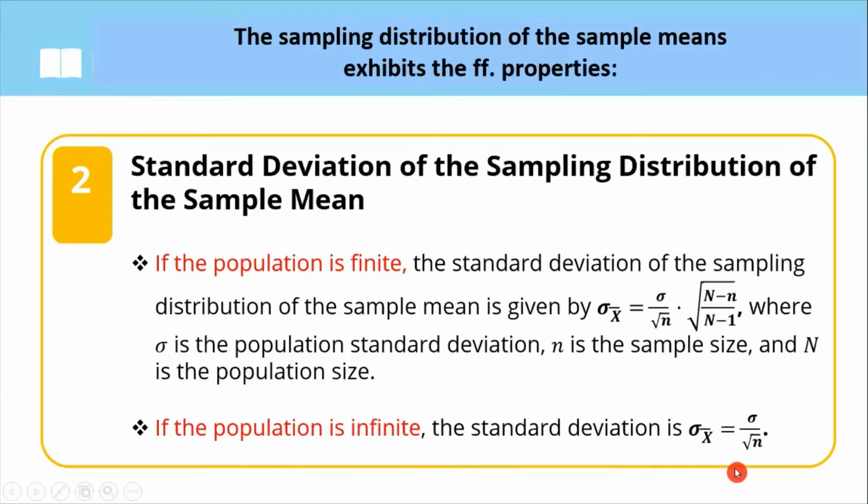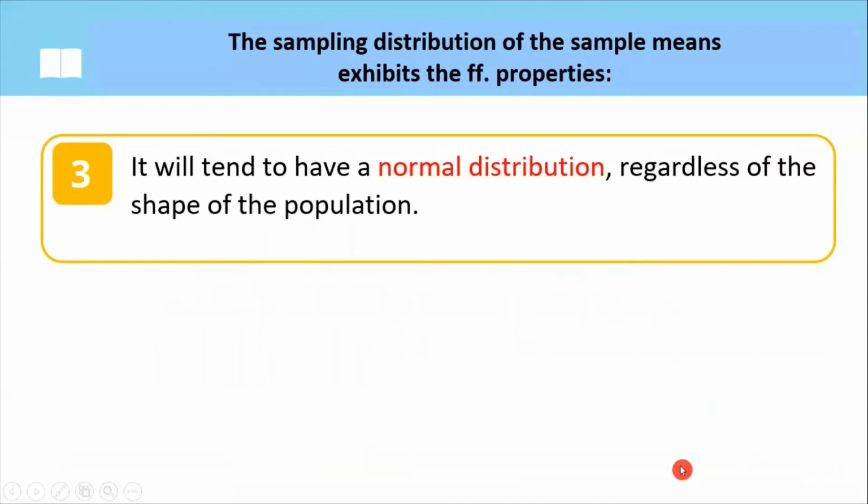Note that the relationship between the sample size and the standard deviation is inversely proportional, meaning, class, in other words, the larger your sample size, the closer your sample mean is to the actual population mean. Okay, so that's it for our third property.